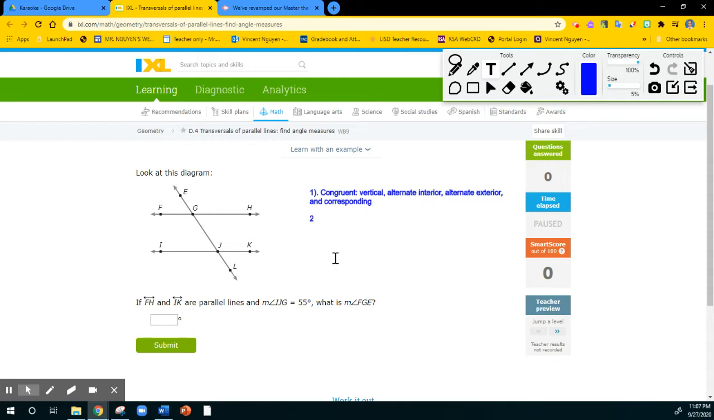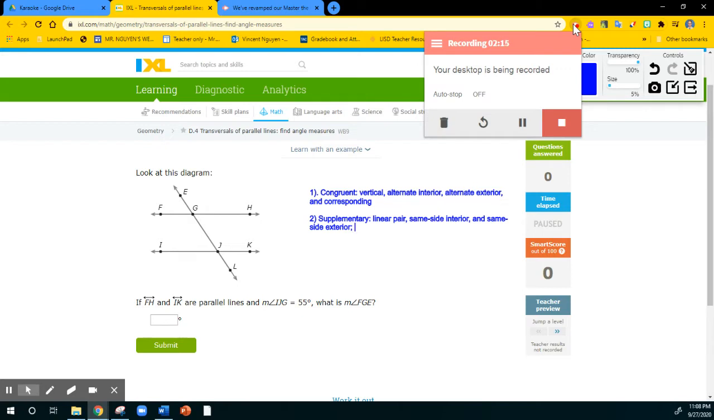So we have 4 pairs of angles that are congruent, and we'll talk about them. Secondly, we have a supplementary relationship, and there are 3 angle pairs that are supplementary in this situation. We have linear pairs. Linear pairs are always supplementary, regardless of whether these lines are parallel or not. We have same side interior, and of course same side exterior. Supplementary. We'll talk about these, and we'll work out problems to find the measures.